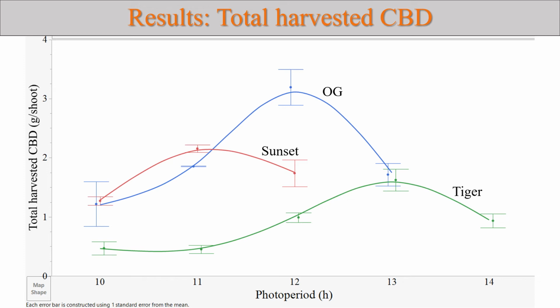So especially for OG and Tiger, we found much nicer, denser flower at the 10 and 11 hour photoperiods than we did at the 12 hour. So considering your end product is very important when it comes to deciding what photoperiods to flower your plants under.